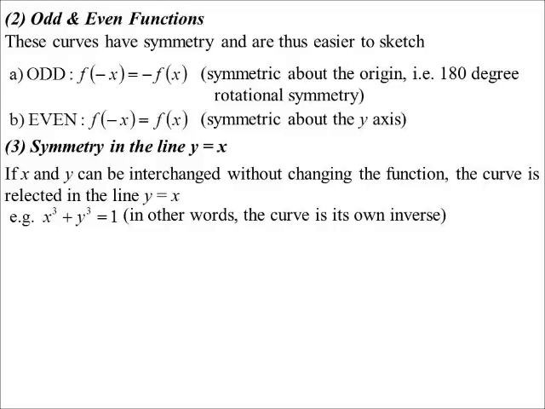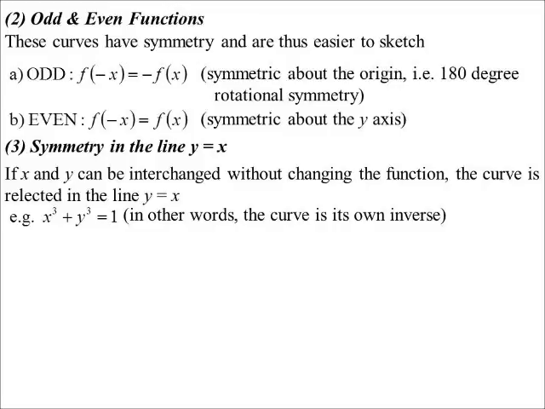I mean, it reflects everywhere, of course. But x squared plus y squared is equal to r squared. You swap the x and the y's around, it doesn't change the function. So if that happens, then you're going to have a shape that's symmetric in the line y equals x. Okay? So if you swap the x and the y's around and it doesn't change the function, then you've got something that's symmetric in y equals x.